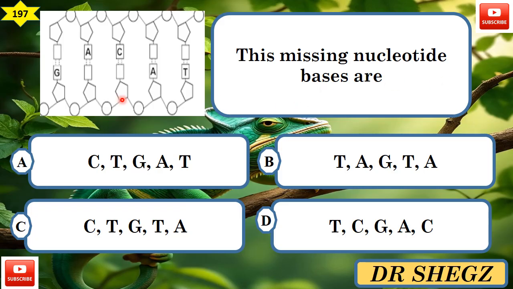What's the missing base? We've done something similar earlier. So guanine will pair with cytosine, like we said. Adenine will pair with thymine. Cytosine with guanine. Thymine with adenine. Adenine with thymine. So our answer is C. You can see cytosine and guanine, adenine and thymine, cytosine and guanine, thymine and adenine, adenine and thymine, like that.